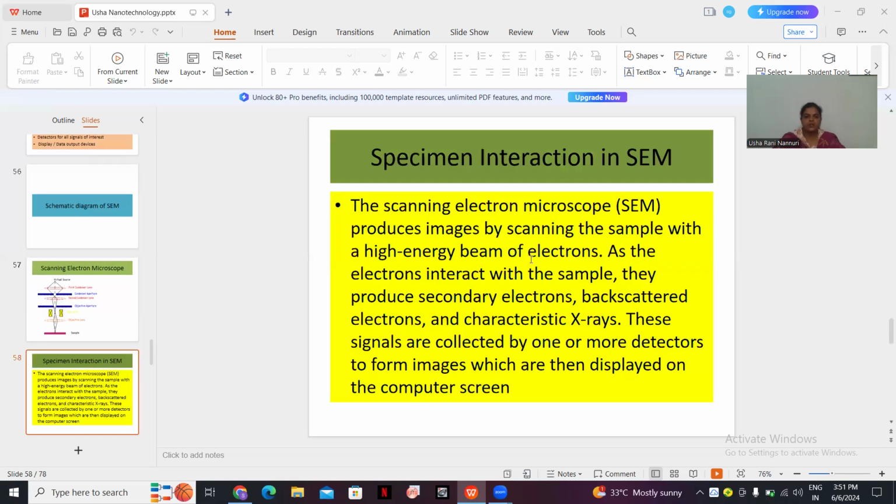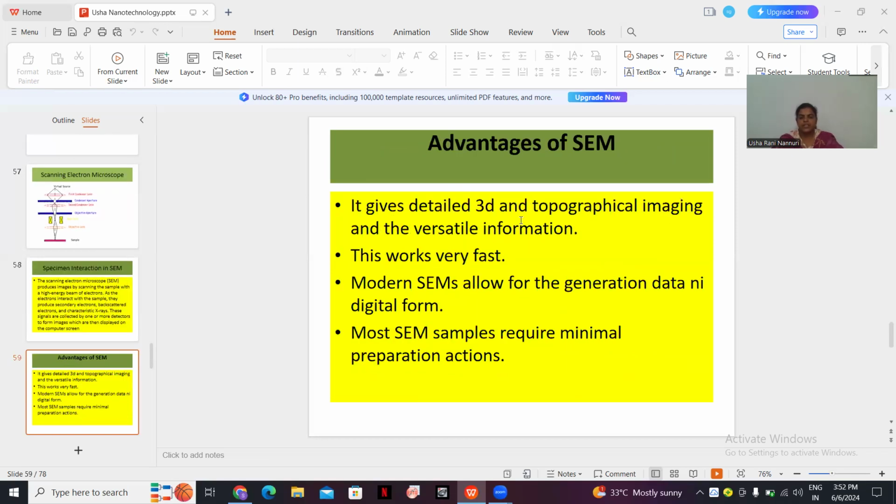The scanning electron microscope produces images by scanning the sample with a high energy beam of electrons. As the electrons interact with the sample, they produce secondary electrons, backscattered electrons, and characteristic X-rays. These signals are collected by one or more detectors to form images, which are displayed on the computer screen. It gives detailed 3D and topographical imaging and versatile information, and it works very fast. Modern SEMs allow generation of data in digital form. Most SEM samples require minimal preparation.